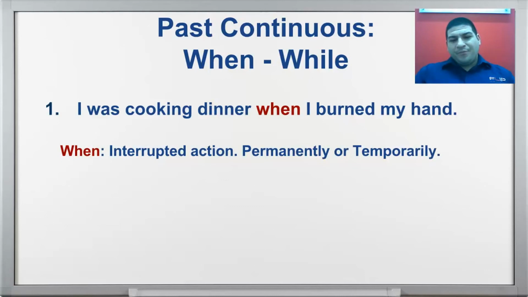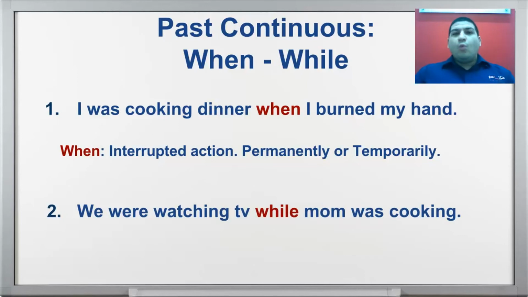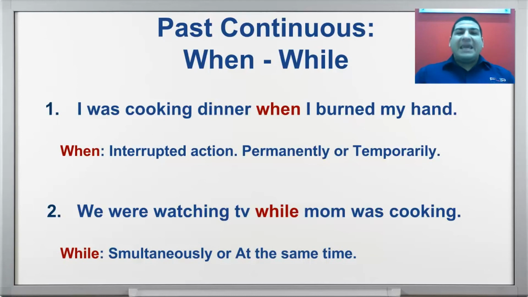Alright, now look at this other example. We were watching TV while mom was cooking. Now the difference here is that while gives an idea of simultaneous actions, okay? While gives an idea of simultaneous actions. So for example, we were watching TV. At the same time, mom was cooking dinner, okay? So we were watching TV while mom was cooking.